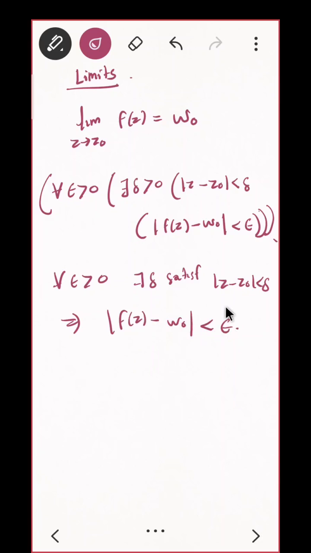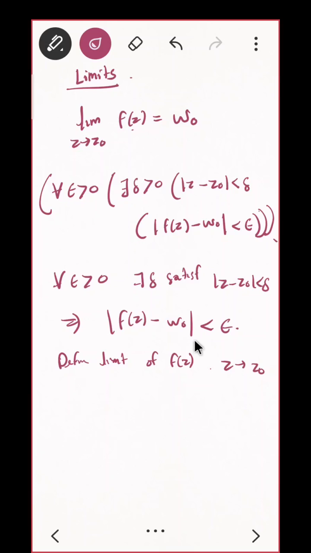Correct? So this is the definition of the limit as z tends to z naught of the function equal to w naught. Correct? But if I say define the limit of f of z as z goes to z naught, then what?